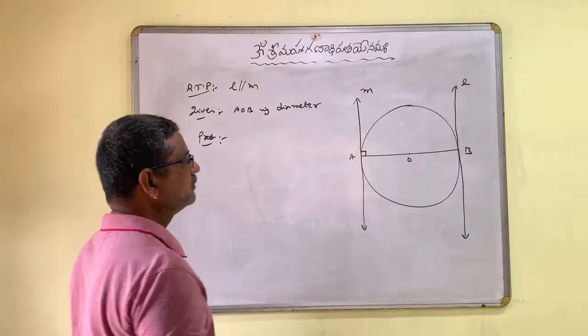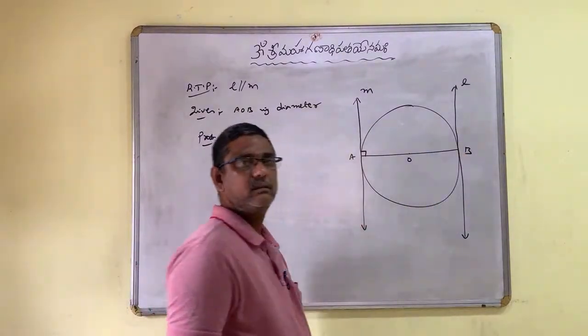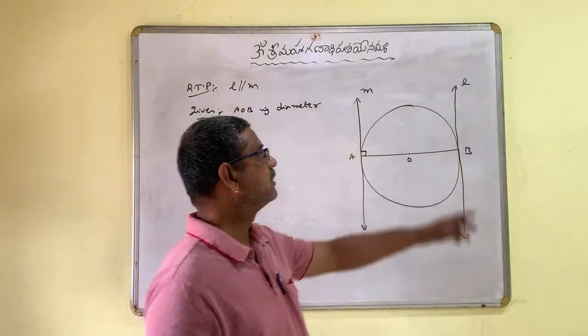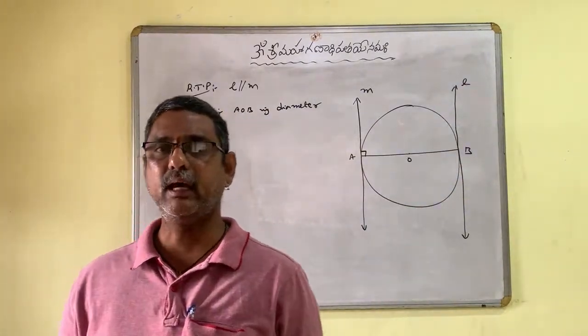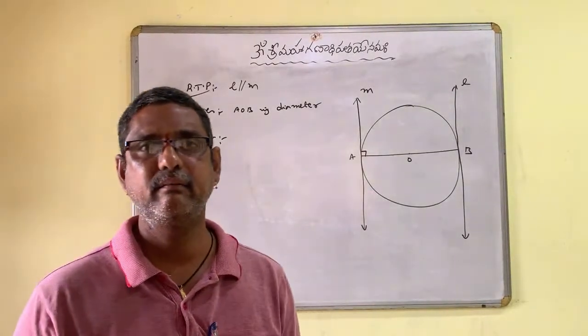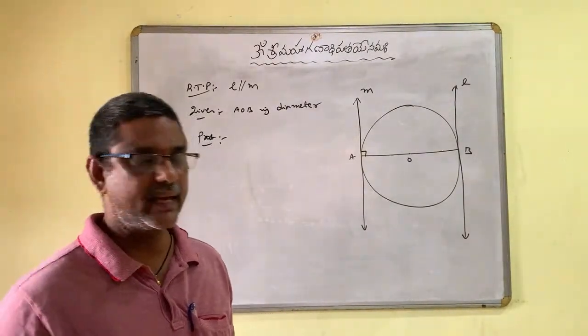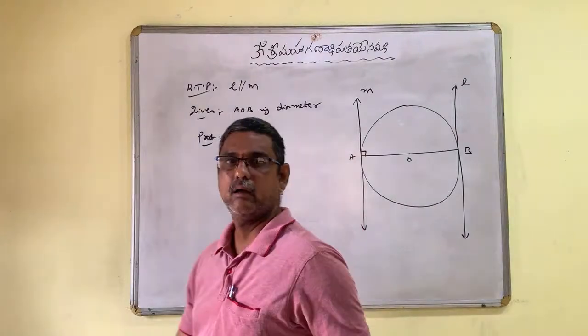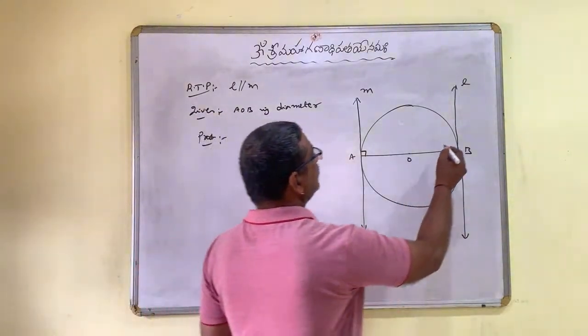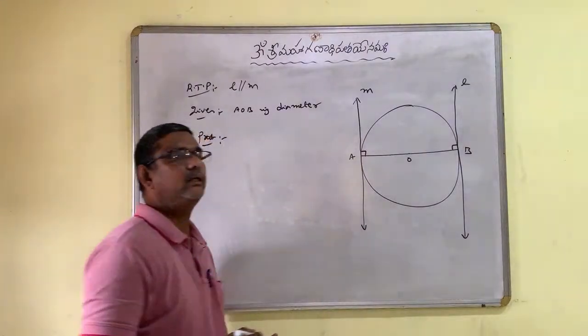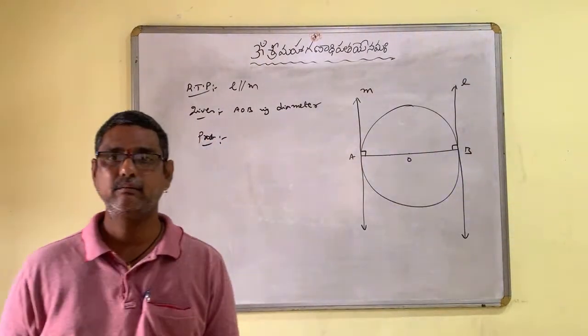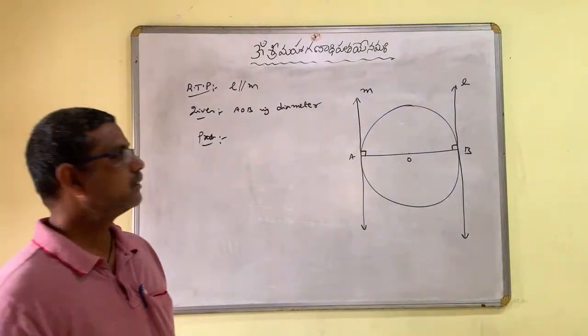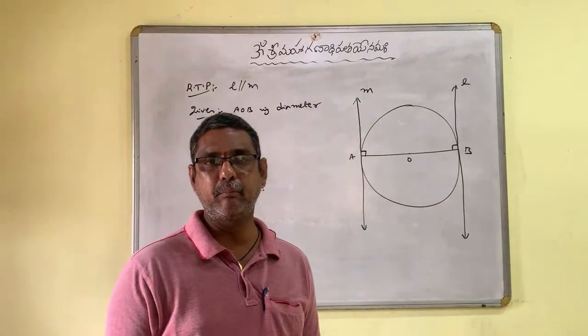Okay. Now, OB is also a radius and L is the tangent at B. By the same theorem we know that this angle is also 90 degrees. Radius is perpendicular to the tangent at the point of contact.